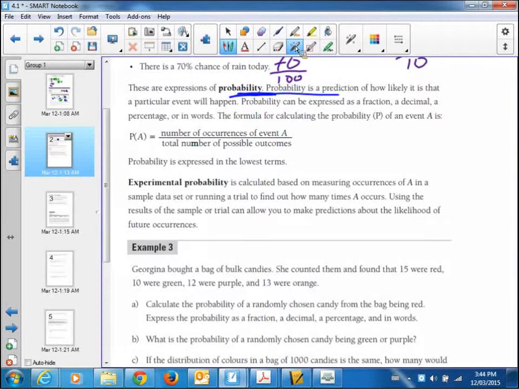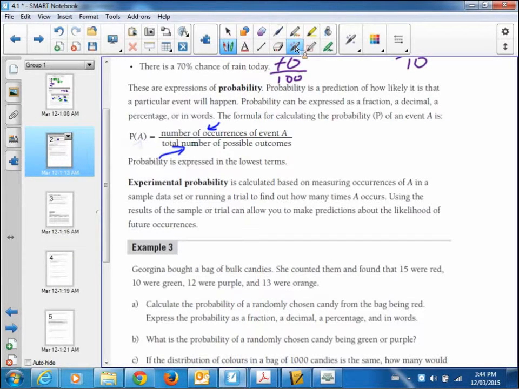Probability is a prediction of how likely it is that a particular event will happen. Probability could be expressed as a fraction, a decimal, or a percentage, or in words. We use the formula for calculating the probability, and we use a P usually. The probability of an event A is the number of times that it occurs over the total number of possibilities.